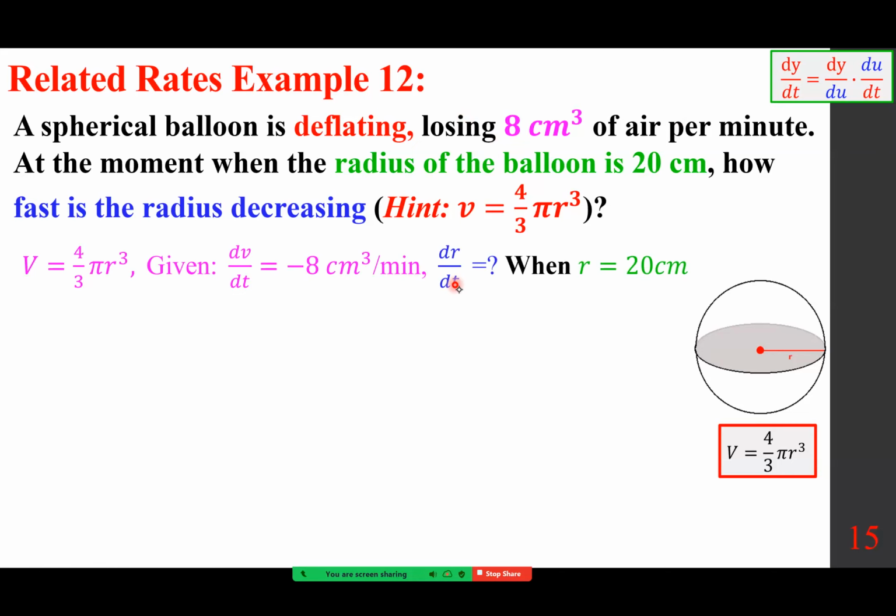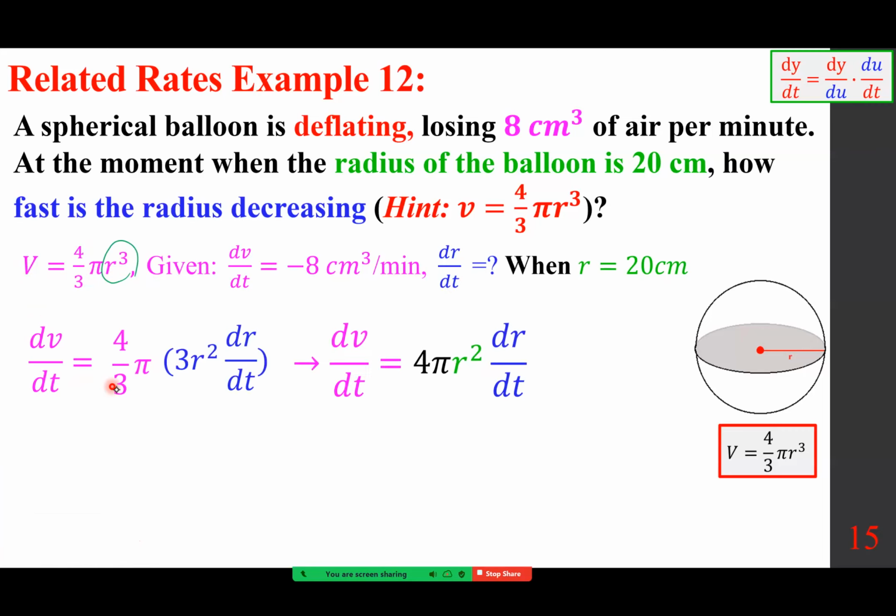So we want dV/dt. And to do so, if I take the derivative of this with respect to time, dV/dt, 4/3 pi is a number, it remains. So 4/3 pi, and I'm going to just differentiate r cubed, which is 3 r squared dr/dt. This 3 cancels out this 3, and we get 4 pi r squared dr/dt.